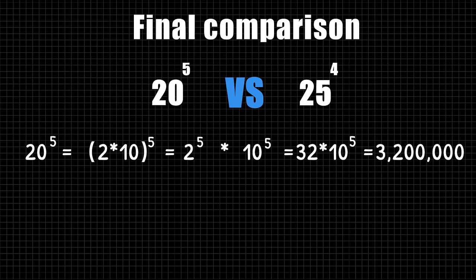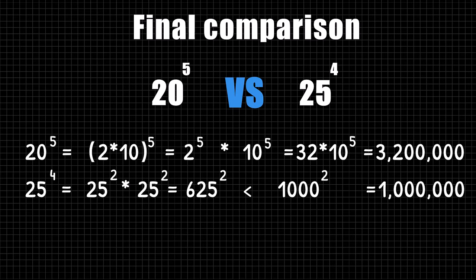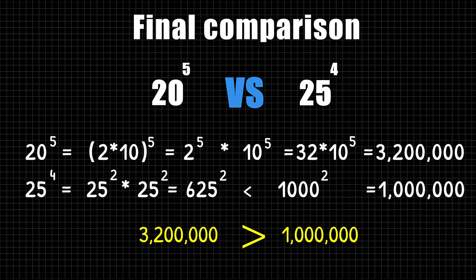20 to the power of 5 is basically 2 times 10 to the power of 5. Working out the power of 5 for 2 and 10 individually, we can easily get the answer should be 3.2 million. And for 25 to the power of 4, since we know 25 squared is 625, the answer is basically 625 squared. Then estimate 625 is obviously smaller than 1000, so the result should be smaller than 1000 squared, which is 1 million. Now let's compare 3.2 million to 1 million.